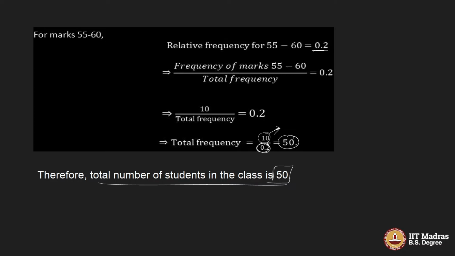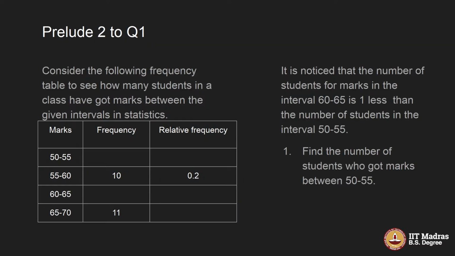Now, next we have another question. We have been given the same table, but with some changes. It is noticed that the number of students for marks in the interval 60 to 65 is 1 less than the number of students in the interval 50 to 55. The question is, find the number of students who got marks between 50 to 55.